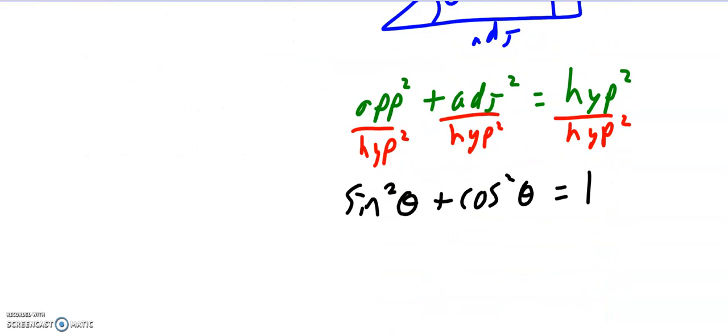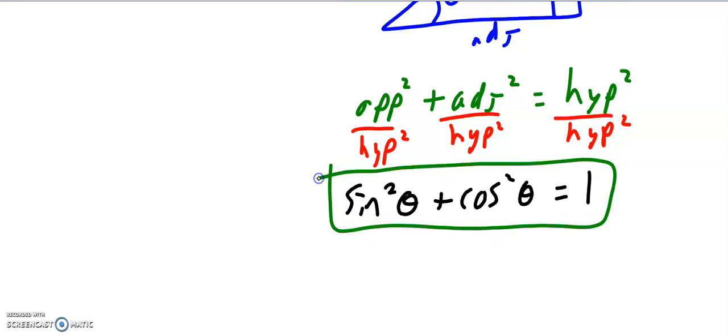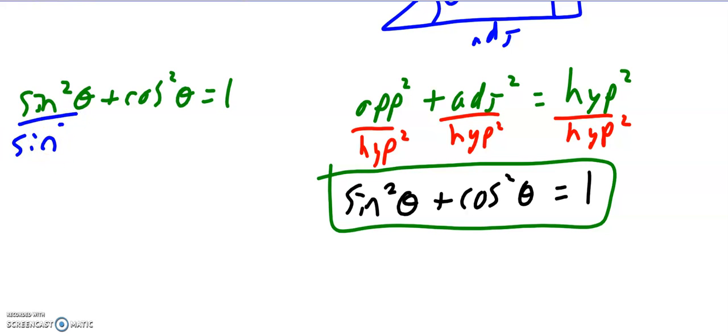Another way to do this, and this is what I'm going to show you, is I'm going to take this first Pythagorean identity. So sine squared theta plus cosine squared theta equals 1. We know that is true, right? So I'm just going to rewrite it. Sine squared theta plus cosine squared theta equals 1. And I'm going to divide it all by sine squared theta. Why? Because I can. Why not?